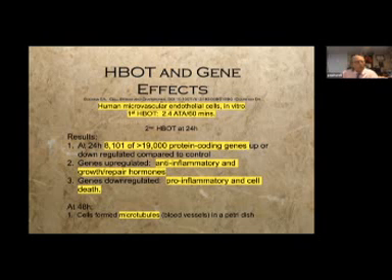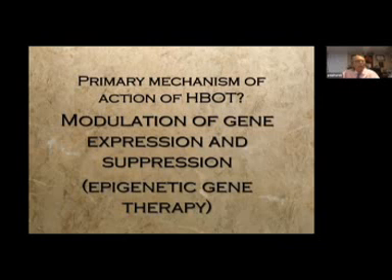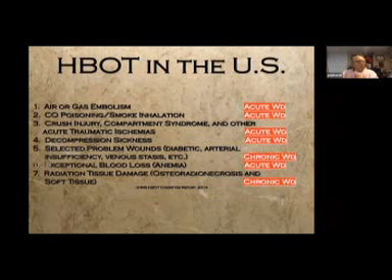If they gave a second hyperbaric treatment at 24 hours, the cells began to round up and form microtubules like blood vessels. This is in a petri dish. So the effect of pressure and oxygen on cells in our DNA is just profound. So what is the mechanism? We are modulating gene expression and suppression. It's an epigenetic gene therapy. And now let's go and look at how hyperbaric oxygen is used.